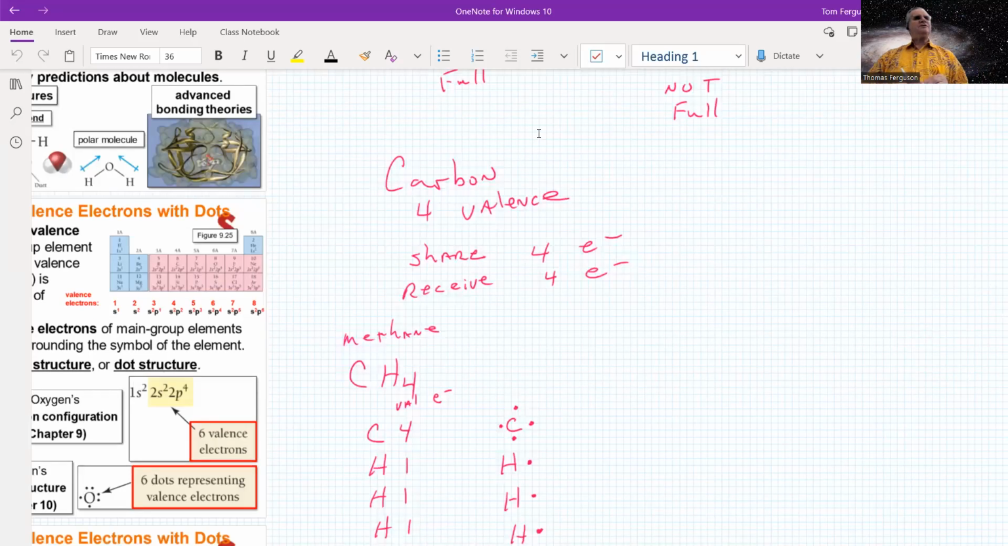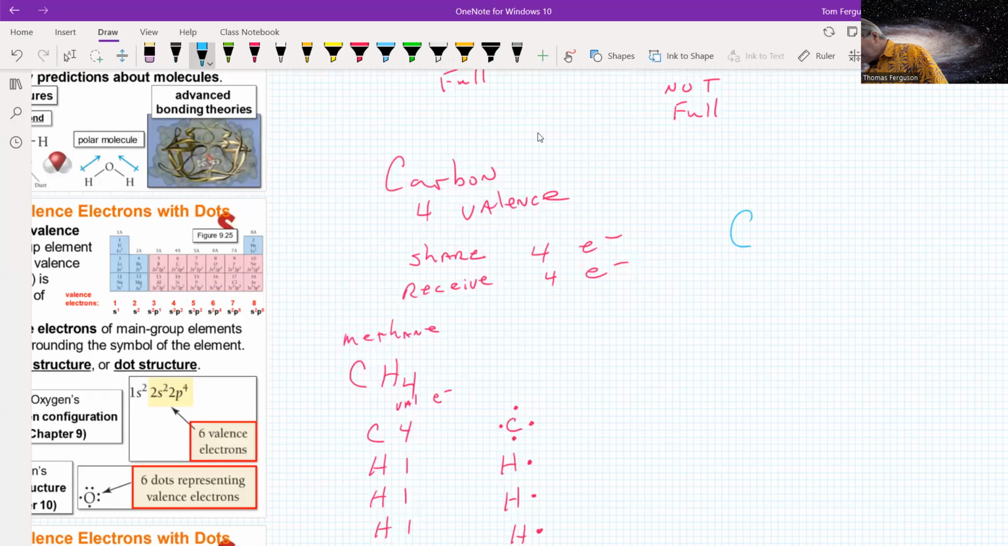Back 150-ish years ago, we had this issue. Okay, chemists at that time could create a formula, say like that. The problem is we didn't know what the structure of that looked like. So Dr. Lewis took the valence concept, the valence electron concept, and came up with some rules to put together structures.